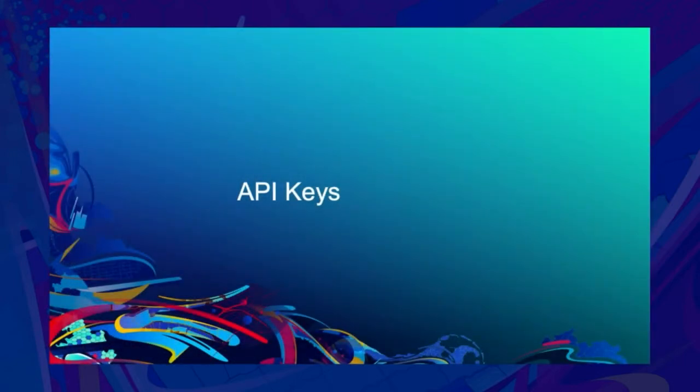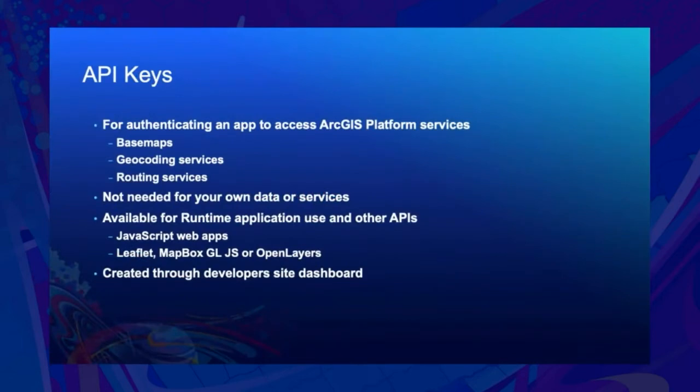So let's go and take a look at the API keys. API keys have been introduced to authenticate your application to access ArcGIS platform services. So this includes things like base maps or geocoding services or routing services, for example. Now, it's worth saying that you don't need an API key if you're making use of your own data or services. This is just for accessing ArcGIS Online services. And of course, API keys are available for runtime applications to use, but also for the other APIs too. So you'd use an API key if you're using exactly the same services in a JavaScript application, for example.